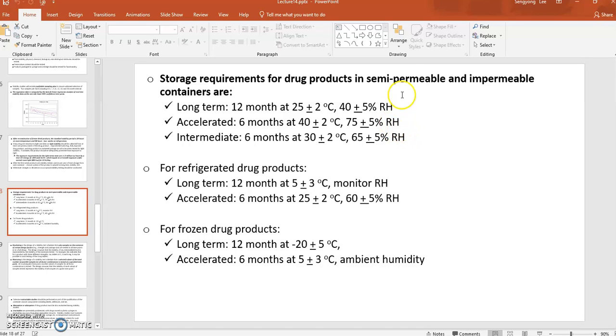Okay, but if your drug can be kept at room temperature, that's the storage condition. But if your drug should be kept in the refrigerator, then the long-term study will be the refrigerator condition, 5 ±3, and monitoring the humidity level. And if that's going to be accelerated, it's going to be room temperature instead of refrigerator condition. That's only 6 months. If your drug should be frozen, it's going to be -20 degrees, okay, ±5. But if it's accelerated, instead of freezer, you can use a refrigeration condition and you test it there, ambient humidity. So that's the testing condition for the storage and the efficacy of the drug. Okay, make sense?